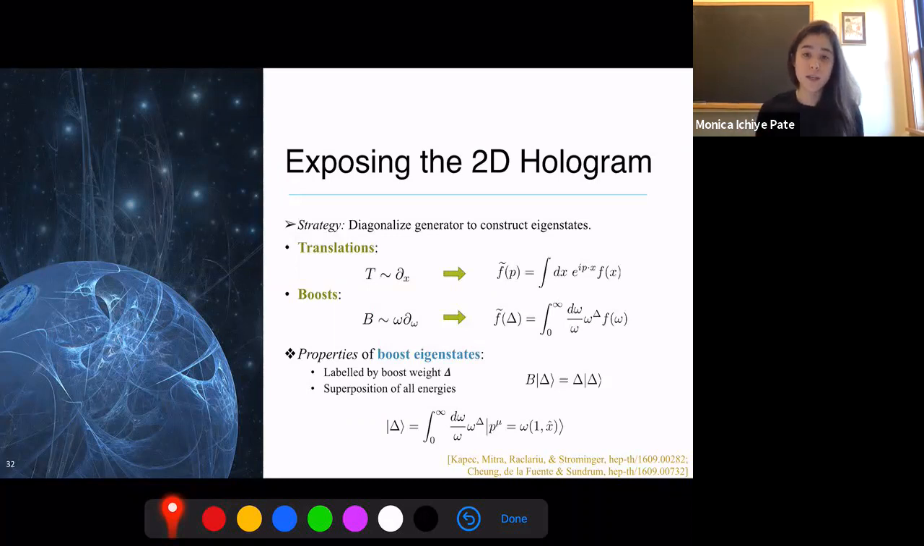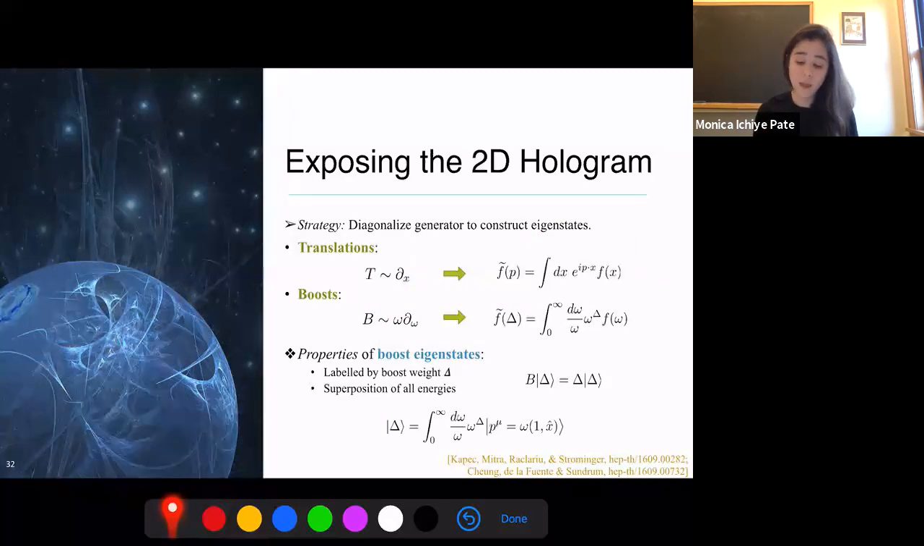So the strategy for constructing such states will be to identify the integral transformation that diagonalizes the generator. For example, the generator of translations is diagonalized by a Fourier transform. So we can obtain translation eigenstates by constructing states of definite momentum by performing a Fourier transform. Now it turns out that the so-called Mellin transform diagonalizes the generator of boosts, and thus we can construct states of definite boost weight by Mellin transforming momentum eigenstates. So the takeaway is that scattering states which diagonalize the 2D dilations are boost eigenstates and accordingly are labeled by boost weight, which is the eigenvalue under the 2D dilations. And these states are related to the standard momentum states by a Mellin transform with respect to energy, and thus they involve a superposition of all energies.